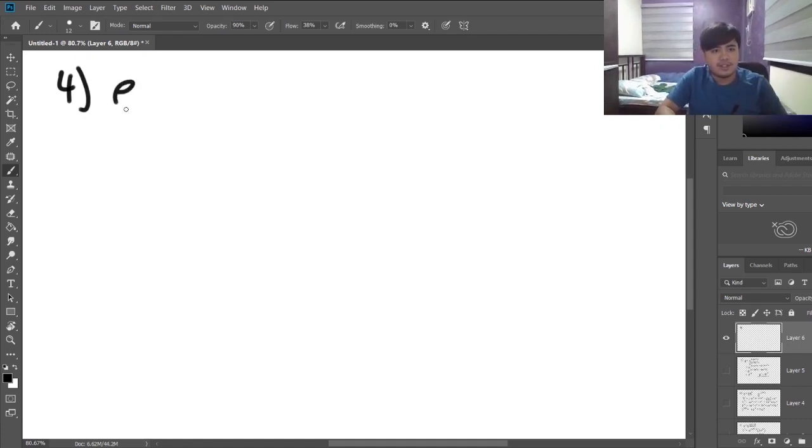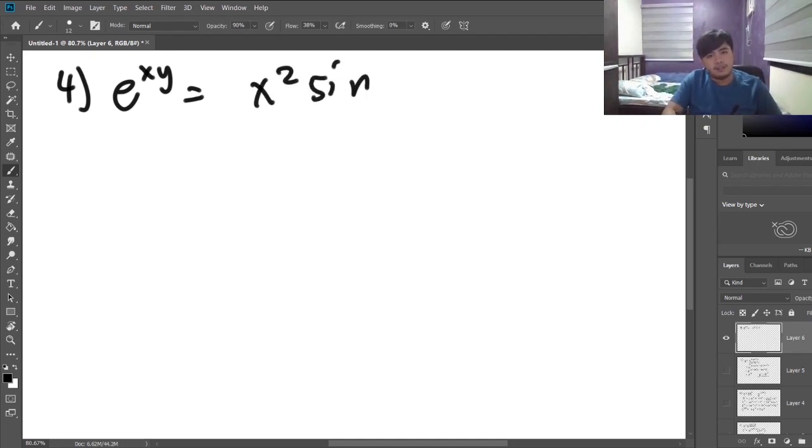Oh, this is implicit. e to the xy is equal to x squared sine y. Okay, so there's no brute forcing. I mean, there are no identities to be had here. This is pure brute force. There's an exponential here, there's a polynomial here, there's a trigonometric. This is going to be tricky. So let's try finding it one by one.